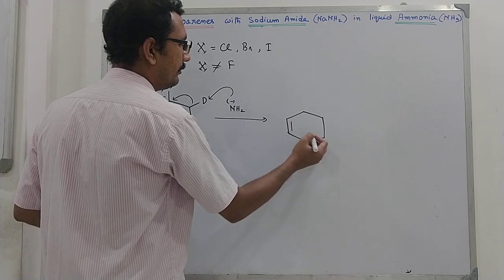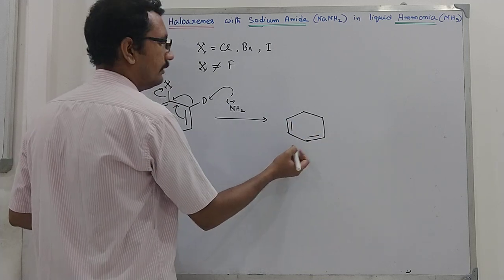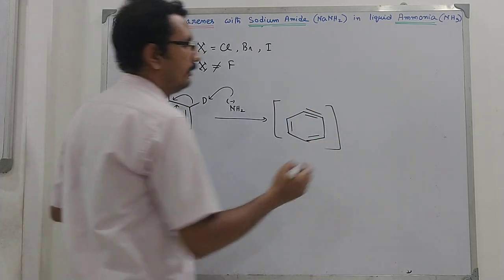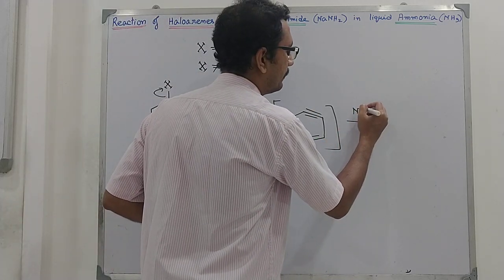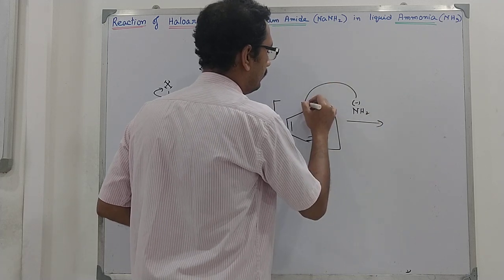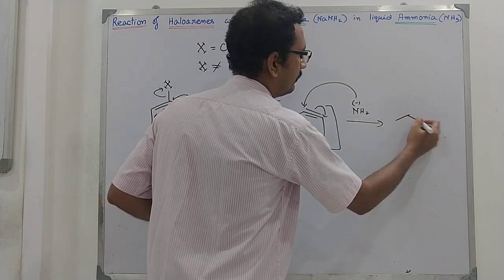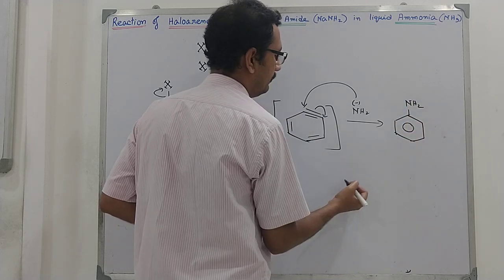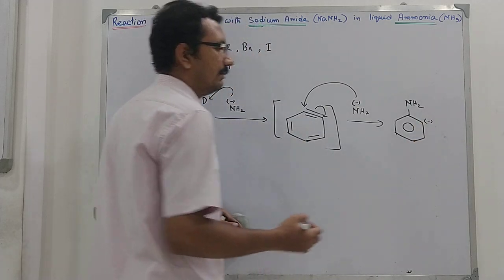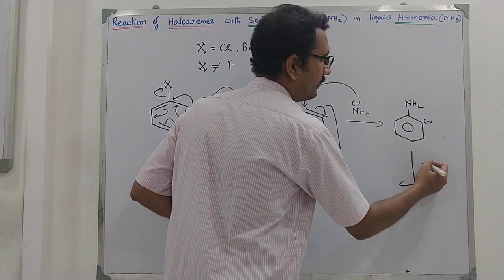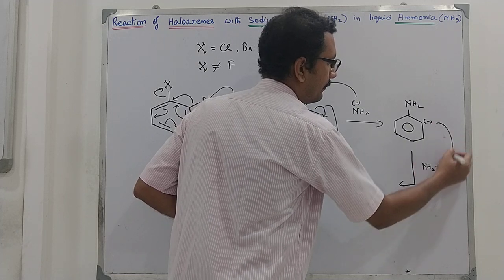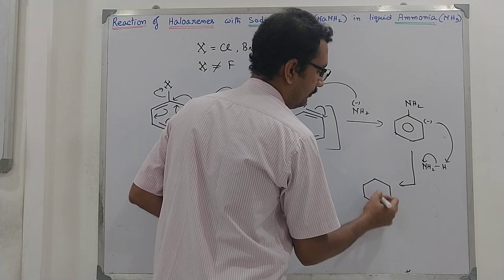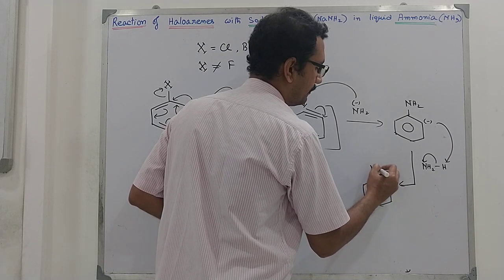We will get a pi bond here, and here we get the benzene intermediate. Now NH2- will again attack here, it will open up here, so we will get aniline, and at the ortho position we have a carbanion which will extract a proton from the solvent to give aniline as the product.